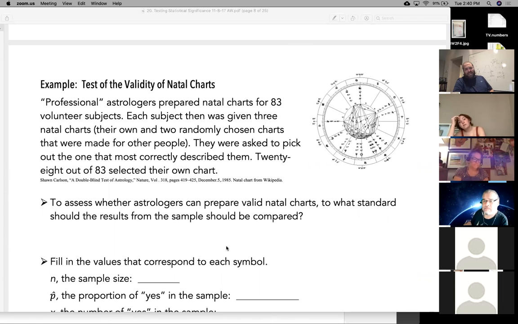We're actually not trying to determine if the astrologers are fake, but whether the astrologers know what they're talking about. We're trying to determine whether or not the astrologers are actually good at predicting things. If the astrologers have no idea what they're doing, then what percent of the 83 would pick their own?